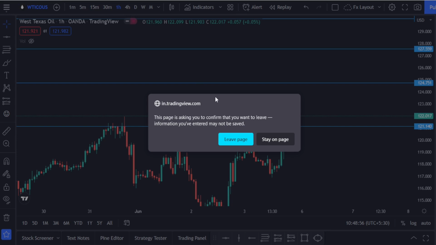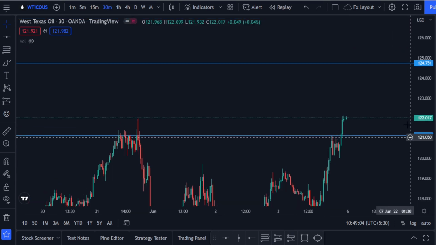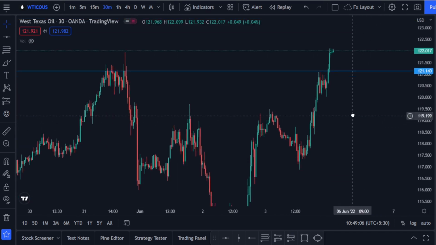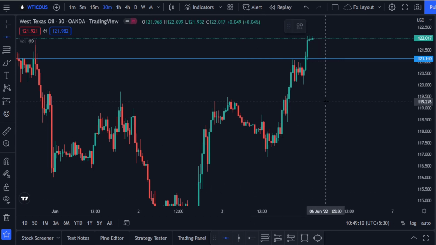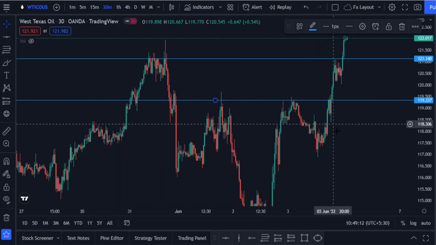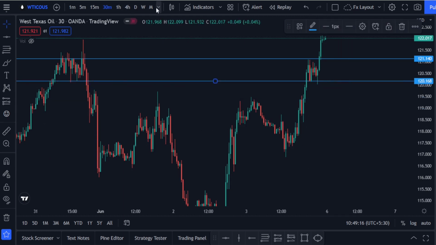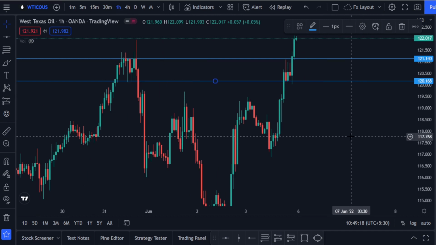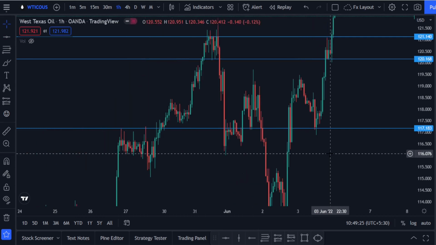Now let's mark some supports as well in order to see where we can look for shorting opportunities. Now we will talk about the shorting opportunities. The first support is right here on the 1 hour chart as well. That's going to be there. And if we talk about another support, the other support can be right here.